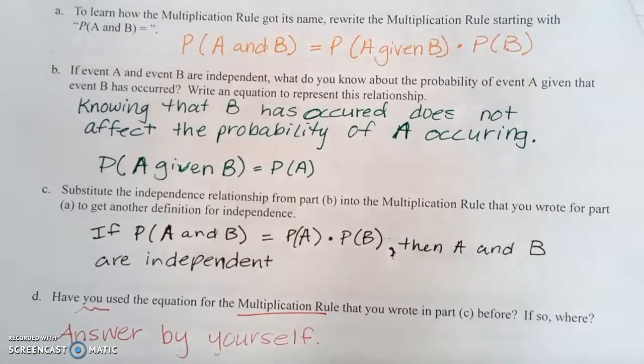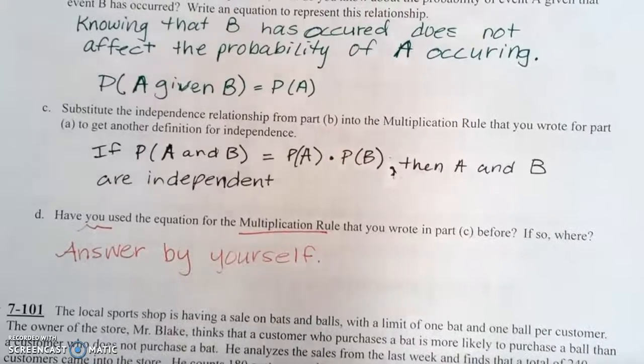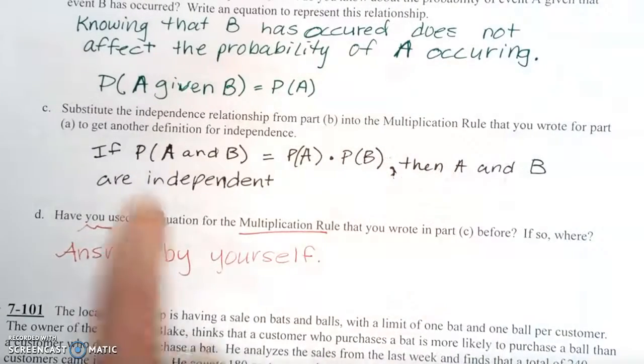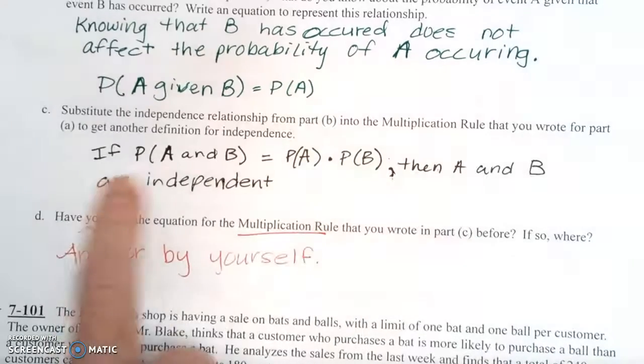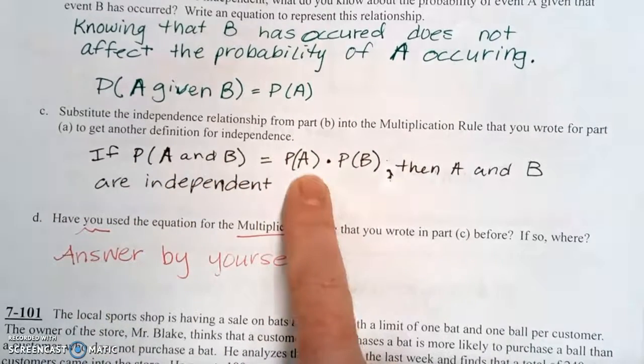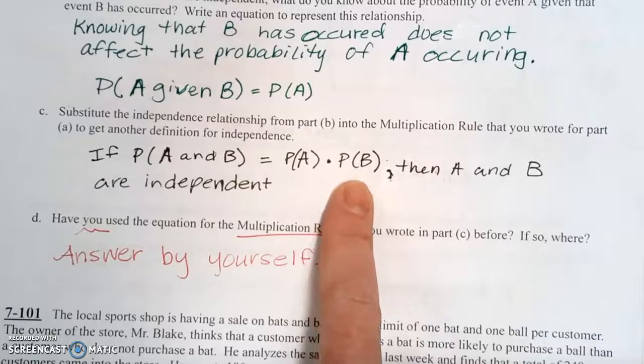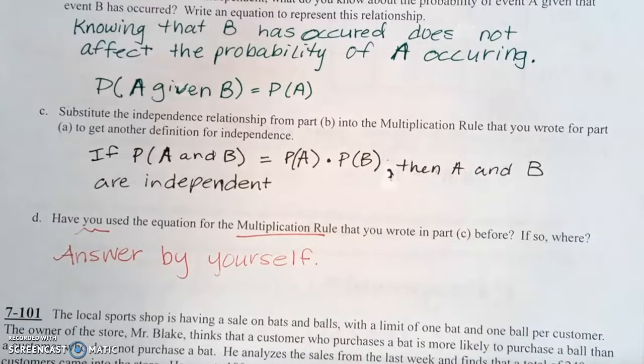Question C says, substitute the independence relationship from part B into the multiplication rule that you wrote for part A to get another definition for independence. So if the probability of A and B is equal to the probability of A times the probability of B, then A and B are independent.